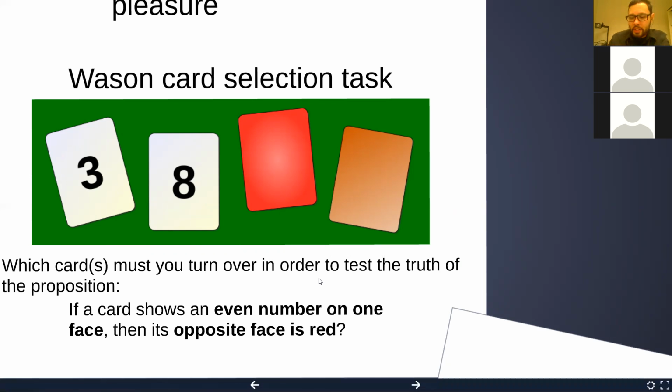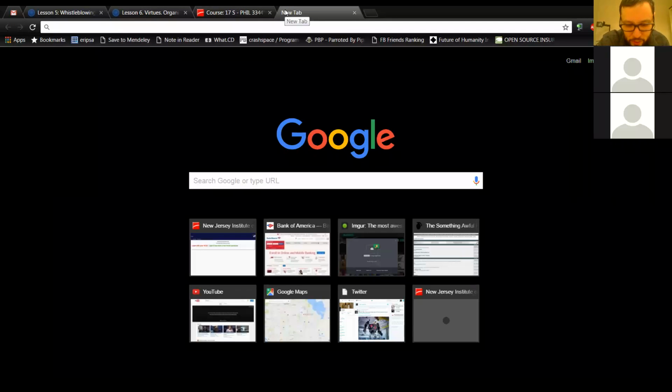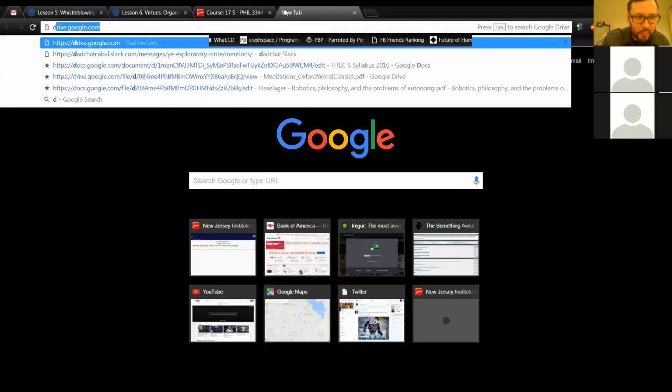So these are the two big ethical theories we've talked about so far. And I think the best way of understanding these ethical theories is with D&D alignment charts.